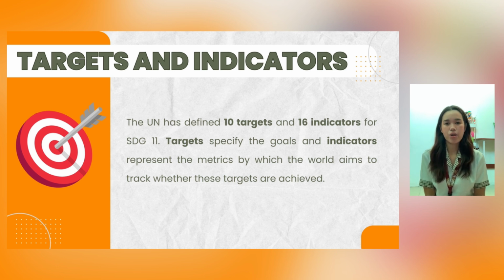Targets and indicators are essential components of the Sustainable Development Goals, providing clear objectives and measurable metrics to track progress. They guide policymakers in addressing urban challenges, foster collaboration among stakeholders, ensure accountability, and promote data-driven decision-making for effective sustainable development. In SDG 11, the United Nations has defined 10 targets and 16 indicators. These targets set clear goals, while the indicators help us track our progress toward achieving them.